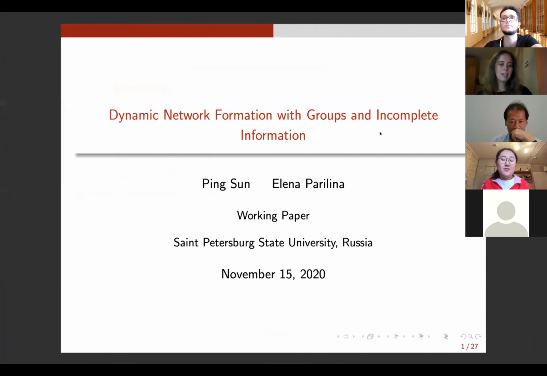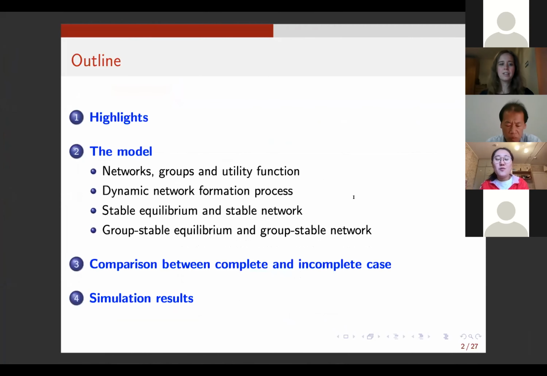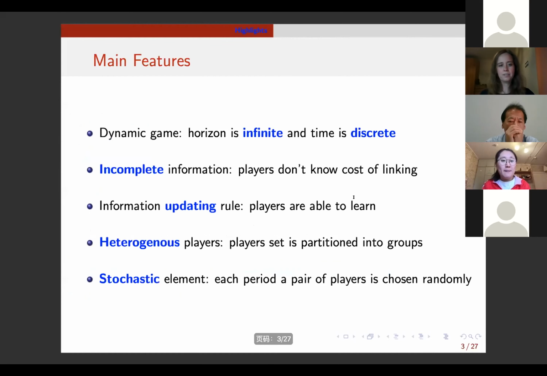Well, the title of my work today is Dynamic Network Formation with Groups and Incomplete Information. To be honest, we are still in the process of this work. We haven't finished. So today, I will mainly describe the model and talk about the idea, illustrate the results we have now by some examples, and finally show some simulation results.